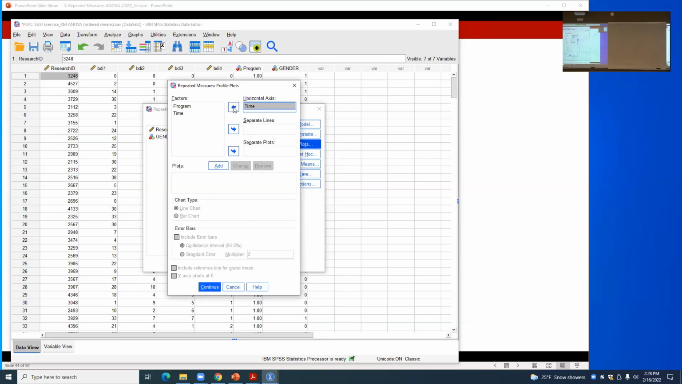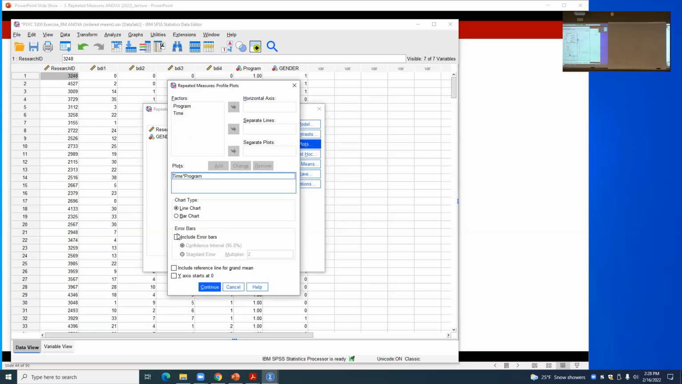Amanda? Yeah, program. Okay. So what this is going to do, and there are different ways to set this up, hit add. You can look at separate plots and things along those lines, but this is kind of the standard one that will give you your factorial design here.